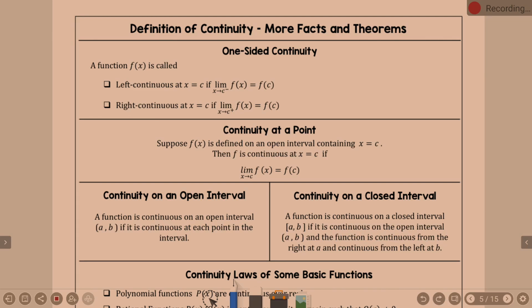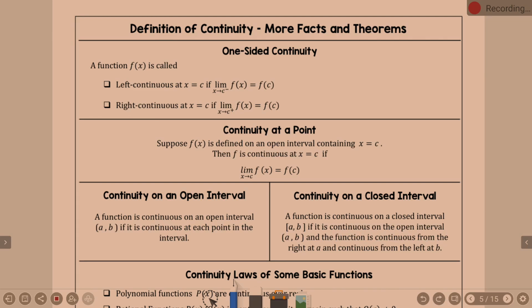Continuity at a point. Suppose f of x is defined on an open interval containing the point c, then f is continuous at that point, basically if the limit equals the point. When we talk about the limit, if the limit exists, that means the limit from the left and the limit from the right are the same, and it equals that point. So that's your continuity.